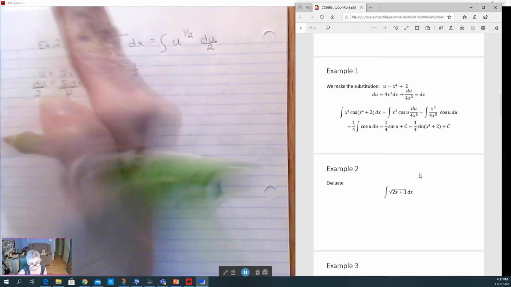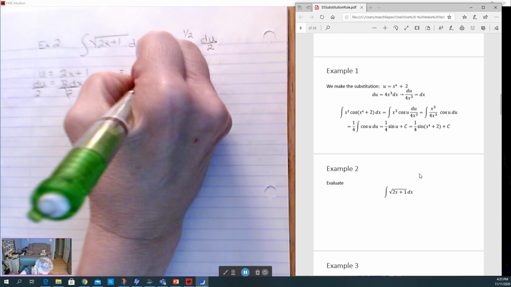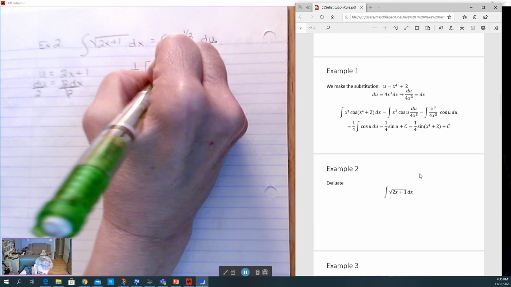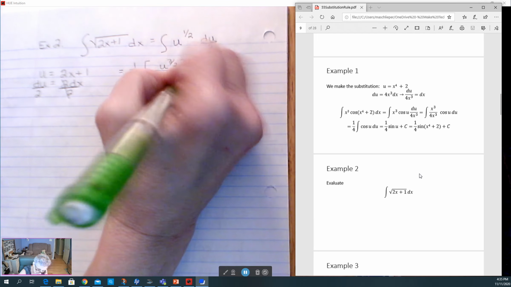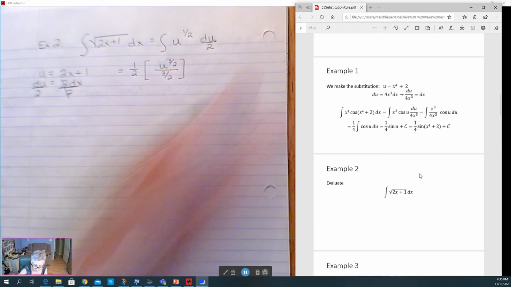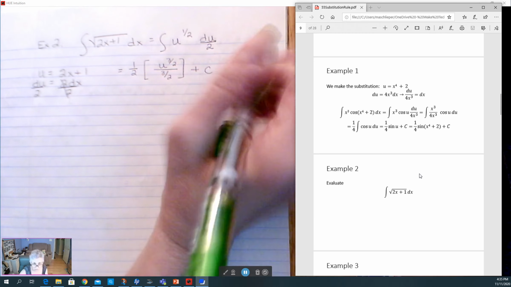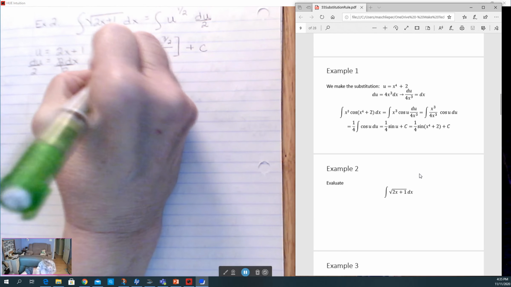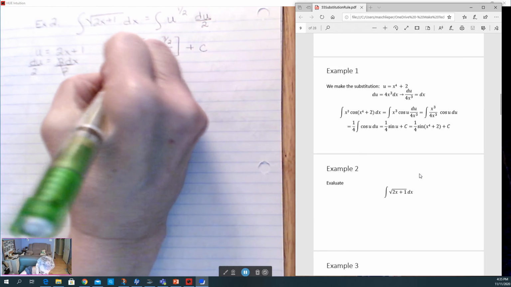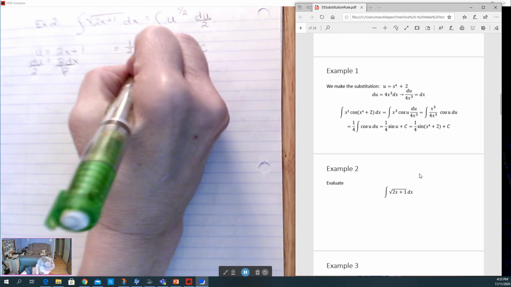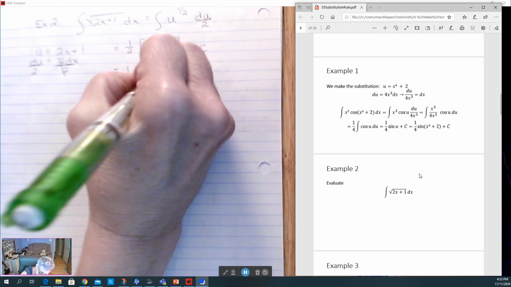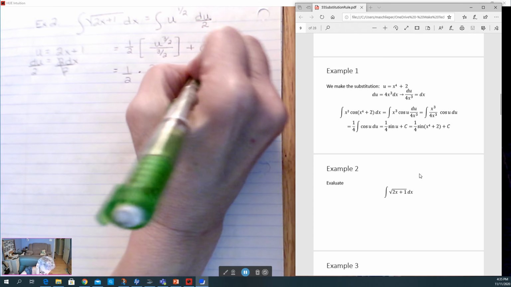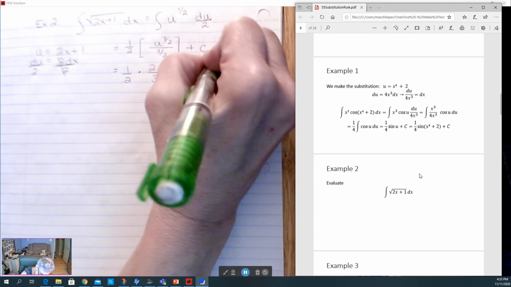I'm going to go ahead and pull my 1/2 out front. Then I'm going to add 1 to the exponent and divide by the new exponent. And I won't forget to add c because I don't want to lose any points. So this is 1/2. This flips upside down times 2/3. And instead of u, I'm going to write 2x plus 1 to the 3/2.